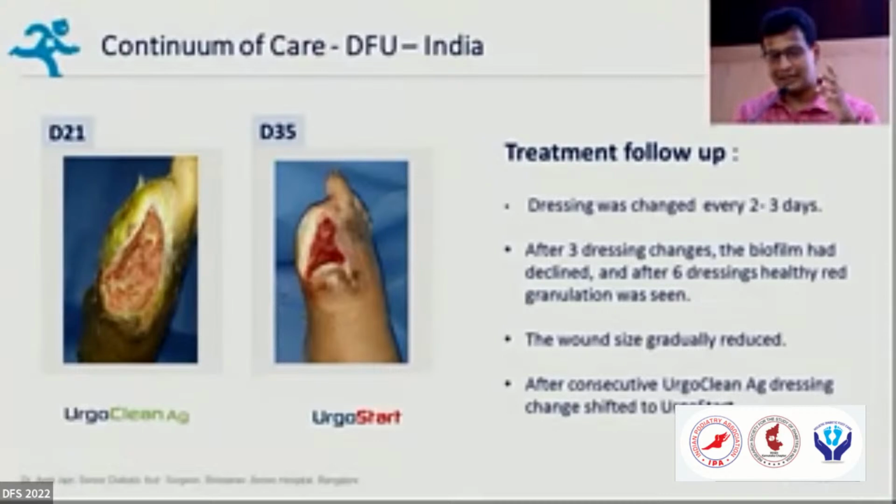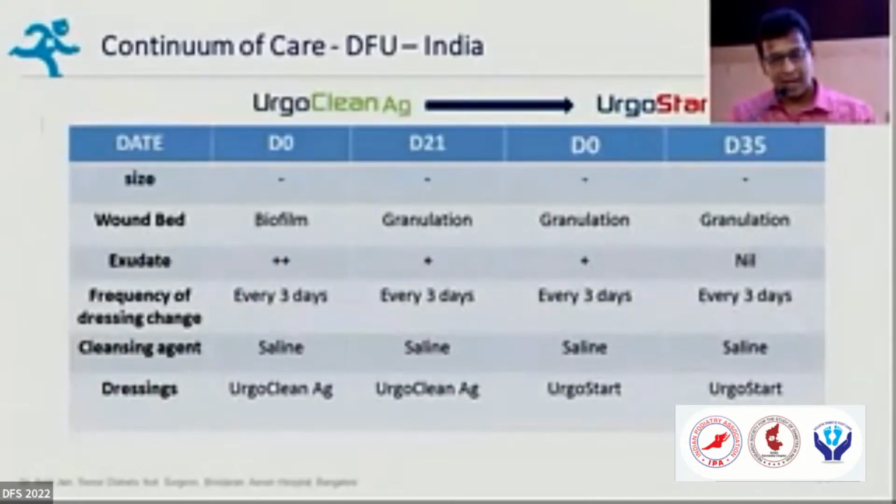How do we decide it? Healthy red granulation tissue, edge being sloping, and the surrounding margins showing the classical signs of healing. This is how we went, and fibrosis taking place. Once we realized that there was an excellent red granulation tissue, no visible biofilm, we shifted to ErgoStart to see how it can maintain. Again, the same process was followed, and by day 35, we realized that there was a good granulation tissue with nil exudate.